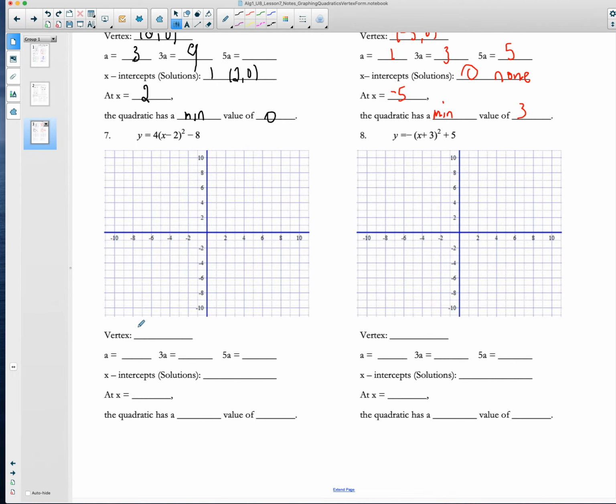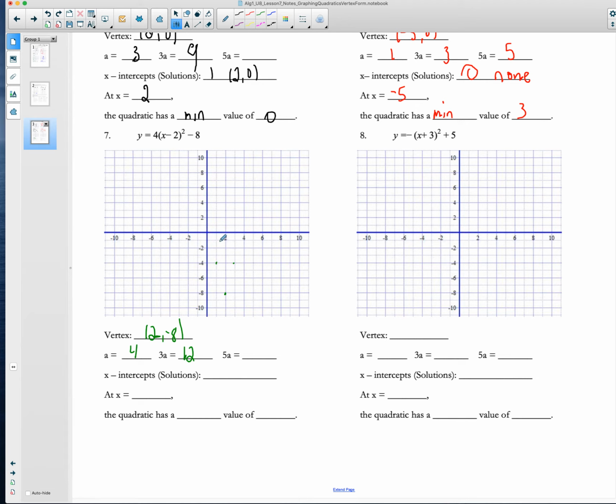All right, so hopefully you have a vertex of 2, -8. You have an a value of 4. 3a would be 12. And I'm not going to bother with 5a because I definitely don't think we're going to get that much. So 2, -8 would be right here. And I'm going to go up 1, 2, 3, 4 to the right 1, to the left 1.